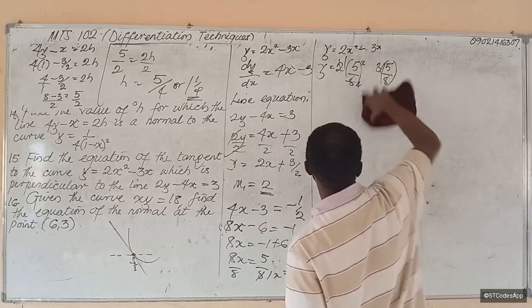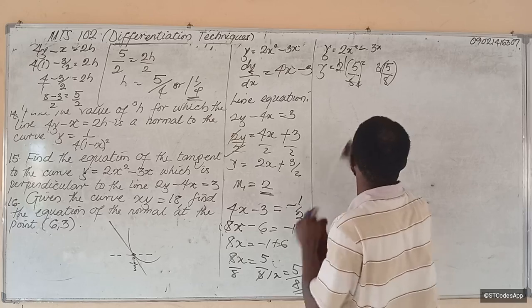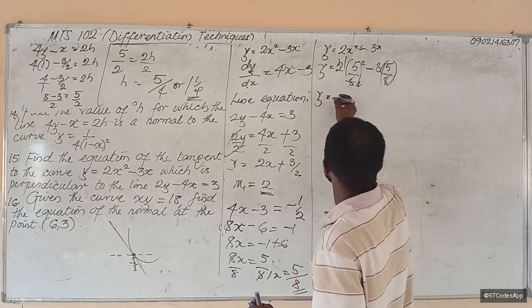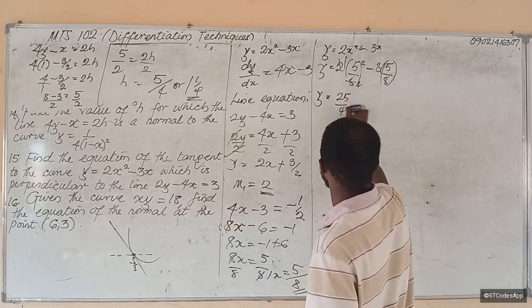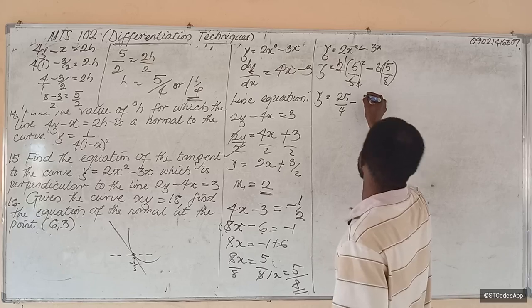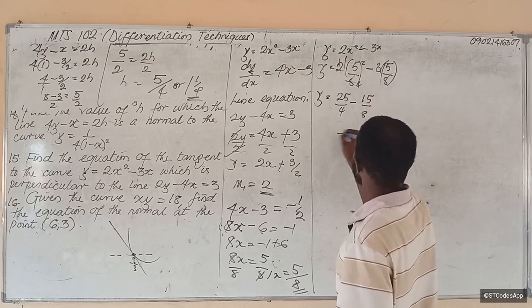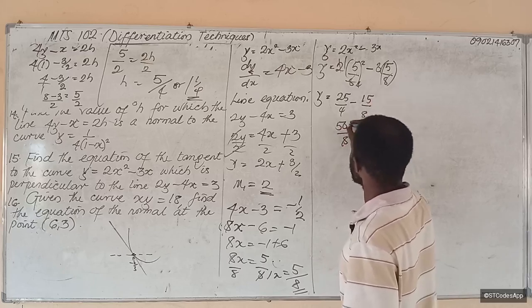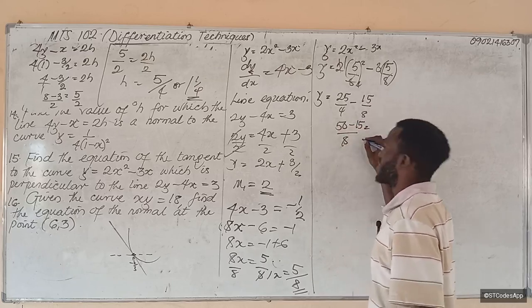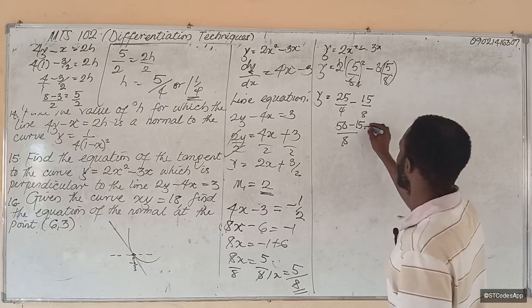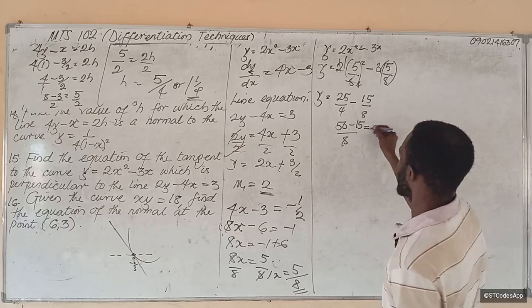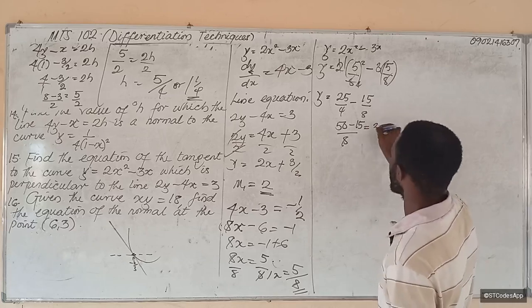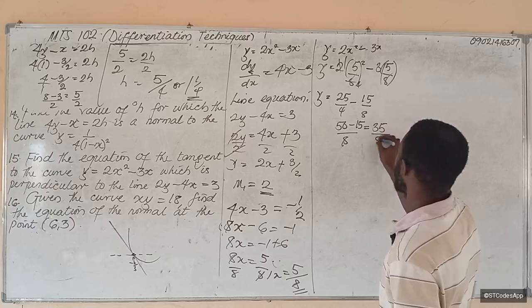Sorry, this is minus. y is equal to 25 over 4 minus 15 over 8. So the LCM is still 8. 50 minus 15 this time. Either way, let's just do that. Since we did not make any mistake, let's be sure. Okay, 50 minus 15 will give us 35 over 8.